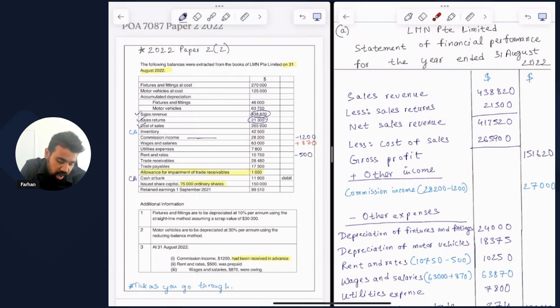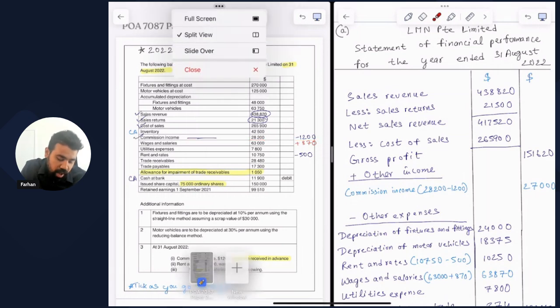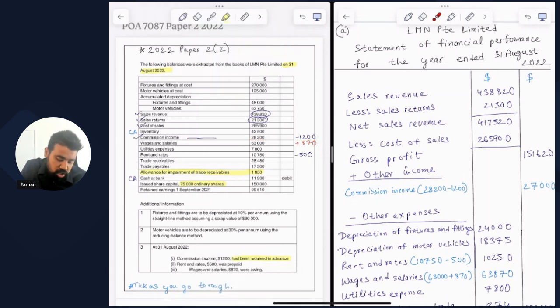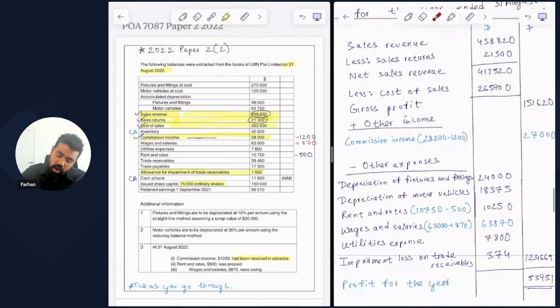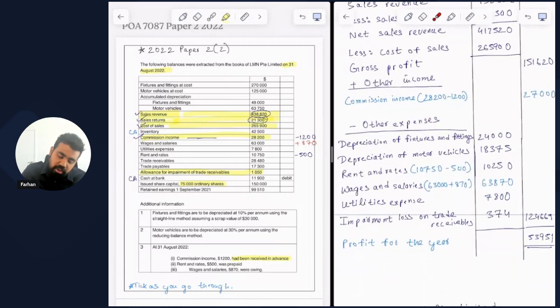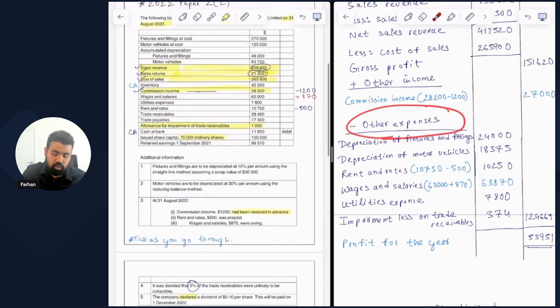So let's take this as well. Actually, let's highlight the numbers that we have already used, which I believe helps you to better visualize what's really going on. So all these numbers, they have already been used. Okay. All right. So next, you are starting with the other expenses of the business. Let's start with the first additional information we've got.